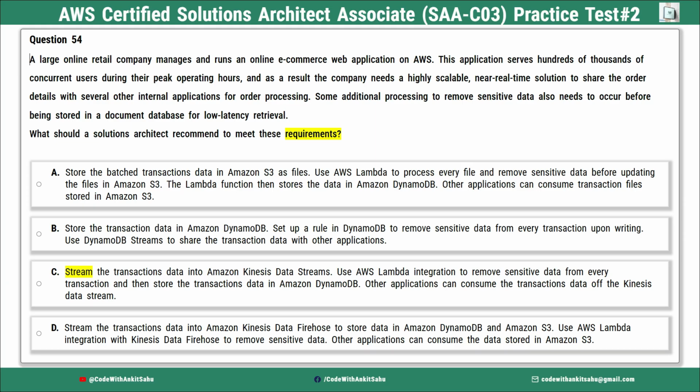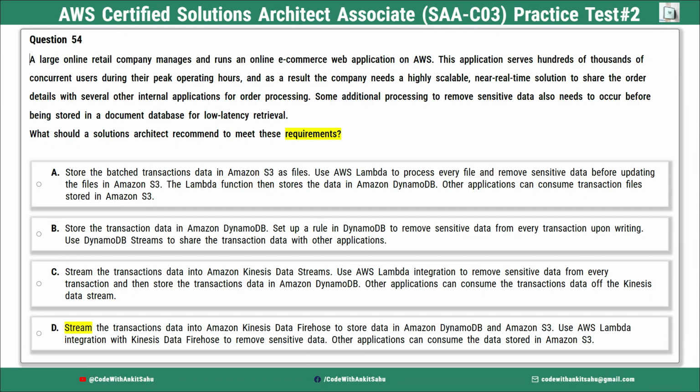Option C. Stream the transactions data into Amazon Kinesis data streams. Use AWS Lambda integration to remove sensitive data from every transaction and then store the transactions data in Amazon DynamoDB. Other applications can consume the transactions data off the Kinesis data stream.